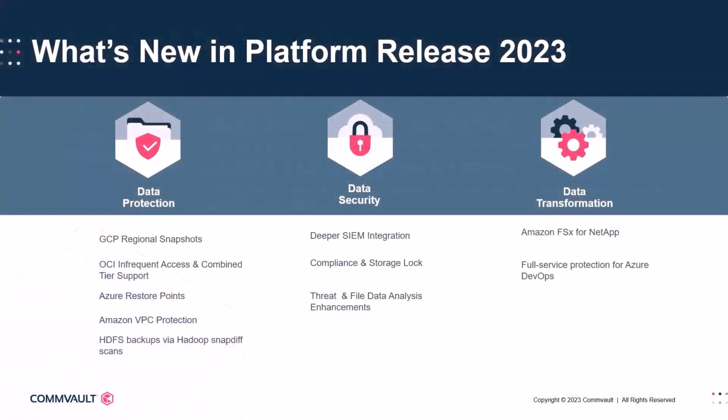In this technical summary for Platform Release 2023, we're focusing on new enterprise hybrid cloud data protection through our Data Protection Intelligence service, including new features for Amazon, Azure, Google Cloud, Oracle Cloud Infrastructure, and Hadoop backup optimization. New data security features include threat analysis enhancements, deeper SIEM integration, and compliance and storage lock functionality. Also, full service protection for Azure DevOps and Amazon FSx NetApp, helping to enable application modernization as part of our Data Transformation Intelligent Data Service.